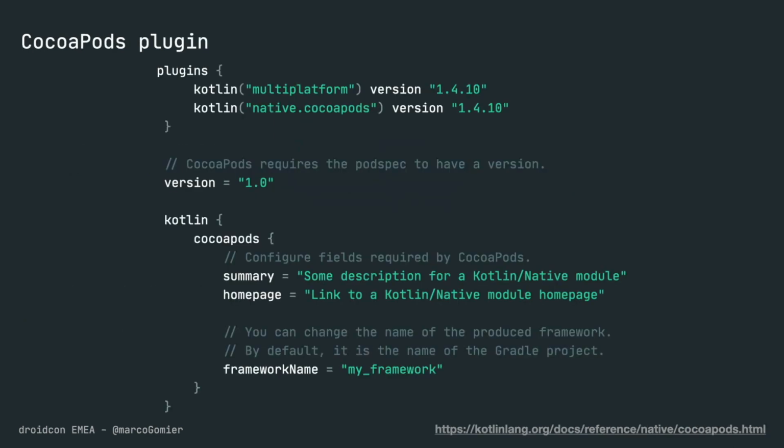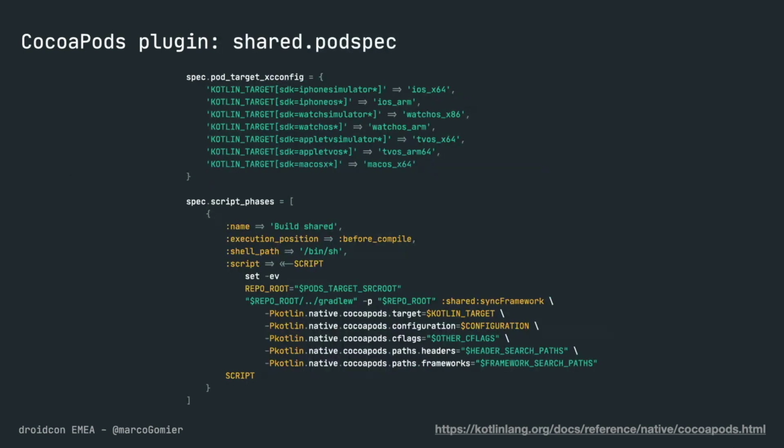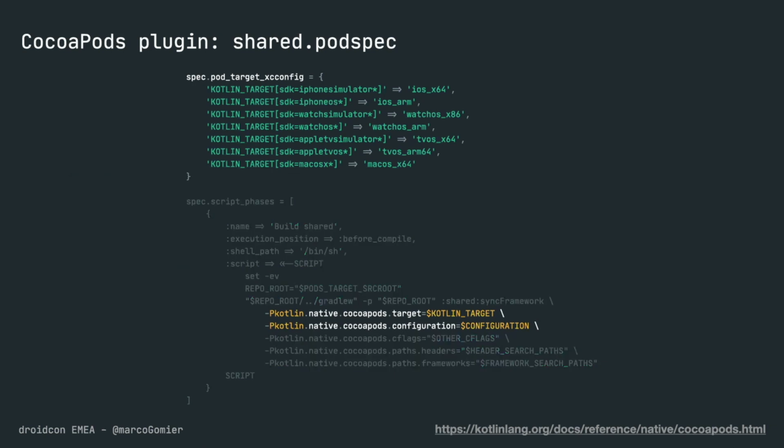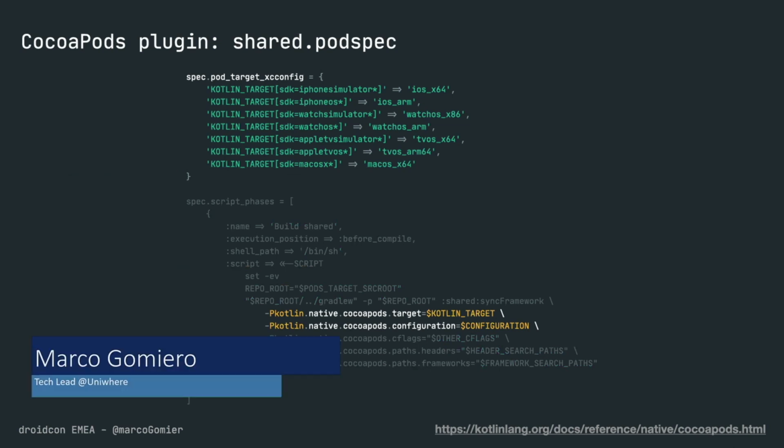So I switched to another path and I tried the CocoaPods plugin by JetBrains, that basically creates a CocoaPods repository with the framework inside. But again, there was the same problem, because this plugin creates a script that is called by Xcode, and again, the target and the configuration are defined at runtime. So another closed path for me. So that was a bit problematic.